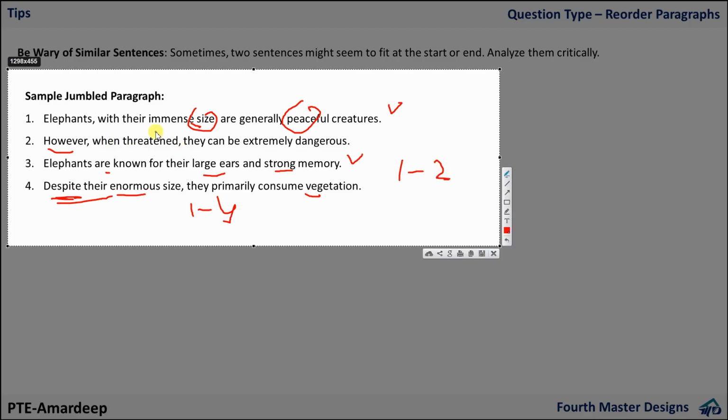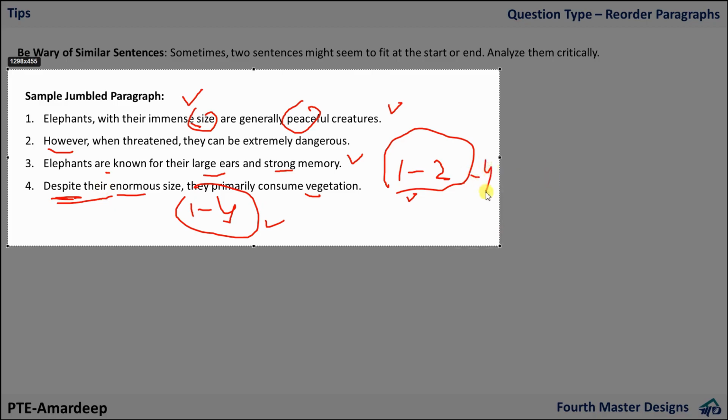"However, when threatened": it is logical. They are saying their size is big and they are peaceful, but when they are threatened, they can be extremely dangerous. So 1 and 2 is also logical. Now this is a very typical type of reorder paragraph where both 1 and 4 and 1 and 2 are correct. But the thing is, fourth one cannot come after your second. So it has to be 1 and 4. Keep this in mind: consider 1 and 4 as one sentence, and then go for second.